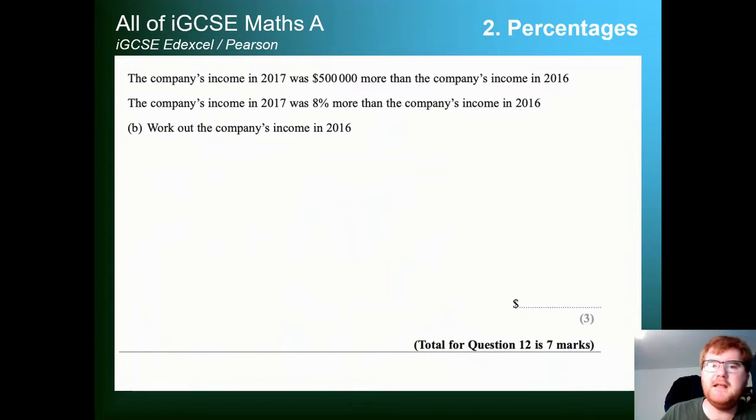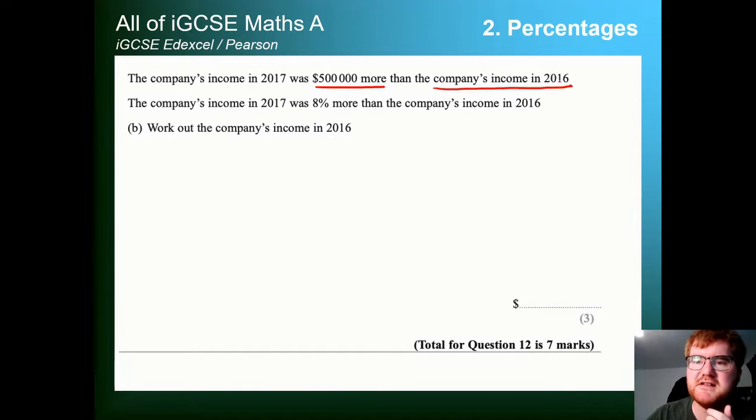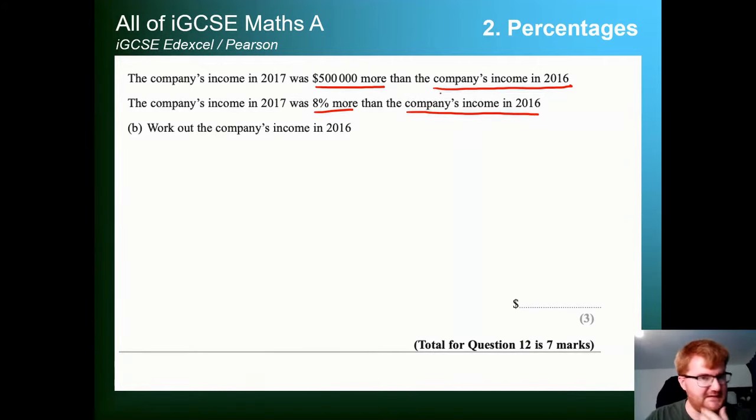Now on to part B. It's a nice little question here. Again, this question 12, so it's a bit harder through the paper. So the company's income in 2017 was $500,000 more than company's income in 2016. The company's income in 2017 was also 8% more than the company's income in 2016. Work out the company's income in 2016.